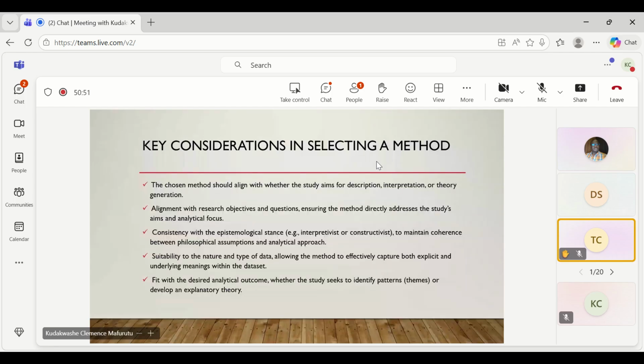Then we looked at key considerations in selecting a method. A method is selected to align with whether the study aims for description, interpretation, or theory generation. It can be aligned with the research objectives and questions, ensuring the method directly addresses the study's aims and analytic focus. Consistency with the epistemological stance, for example interpretivist or constructivist, maintains coherence between philosophical assumptions and the analytical approach.